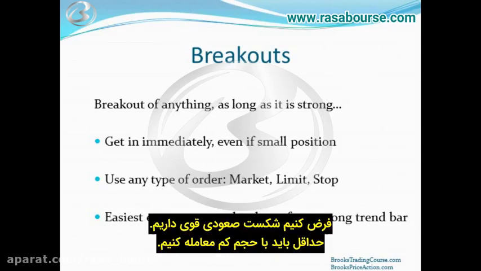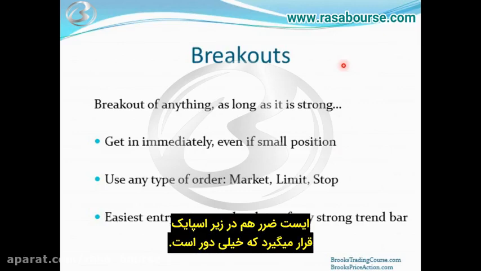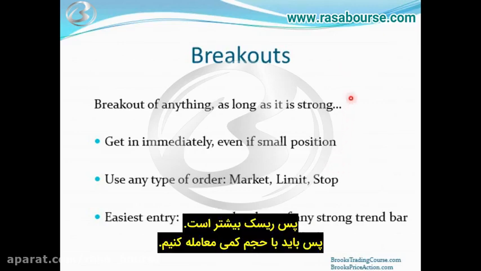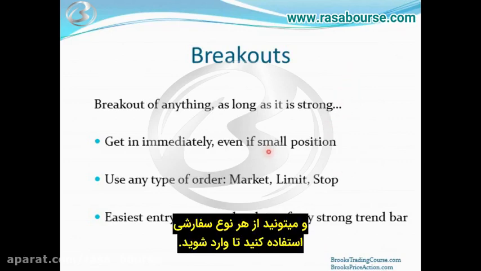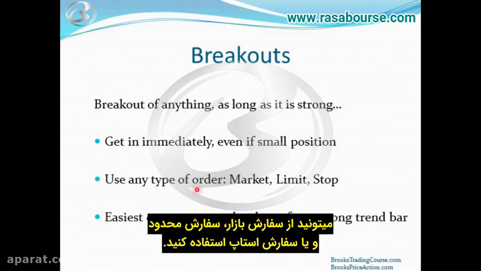If the breakout, let's say it's a bull breakout and it's very big, I at least put a small position on. My stop has to be way down below the bottom of the spike, and if that's far away, I'm risking more, so I have to trade small. And you can use any type of order to get in. You can use a market order, a limit order, a stop order.